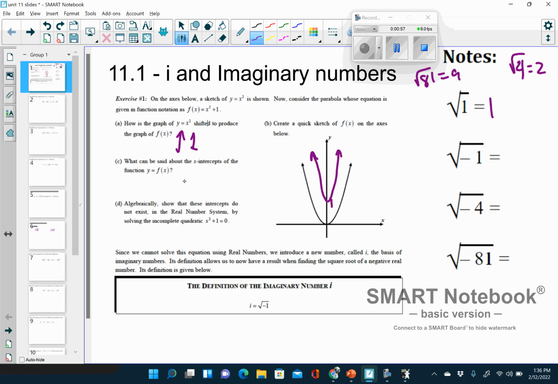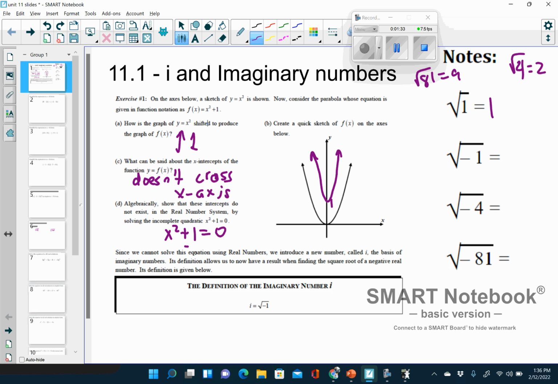What can be said about the x-intercepts of the function? Let's just talk about x-intercepts, which is where it crosses the x-axis. The intercepts here do not cross the x-axis. So it does not cross the x-axis. All right, forgive my handwriting. So show that x squared plus 1 is equal to 0, and then that the intercepts do not exist, right? You see the intercepts here? It doesn't cross, so it does not exist. And I'll show you why algebraically.